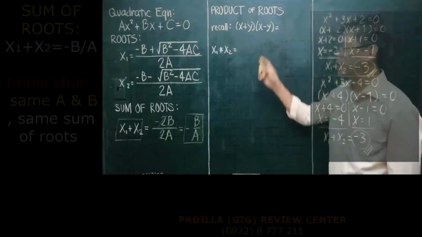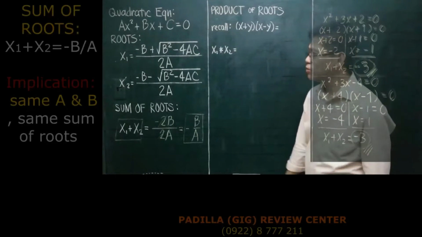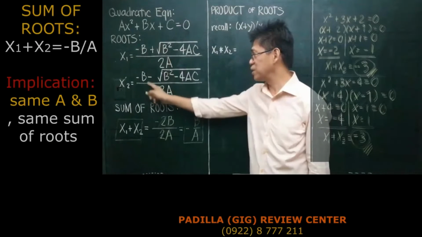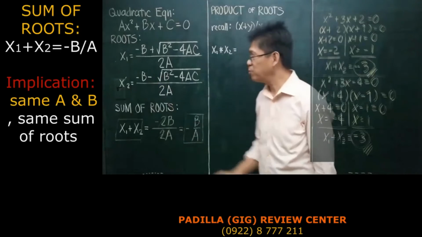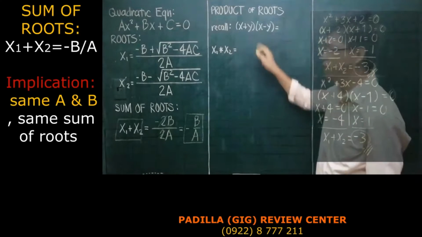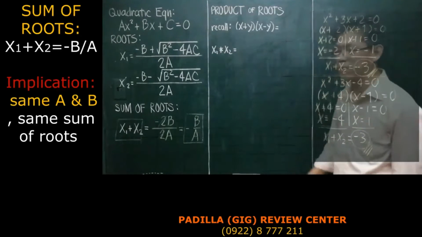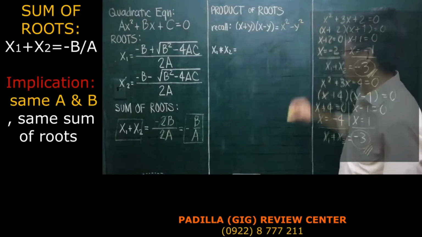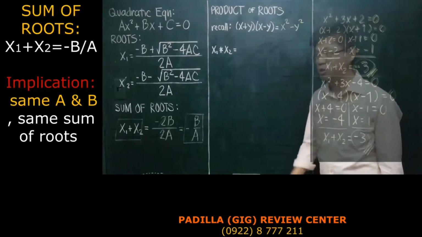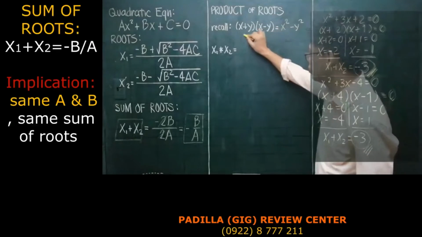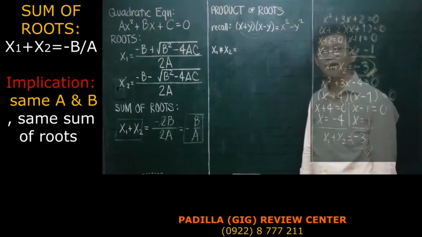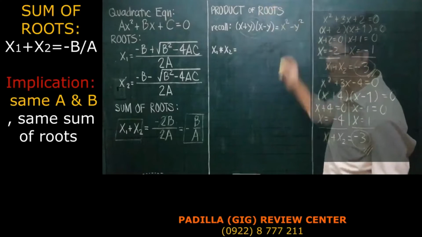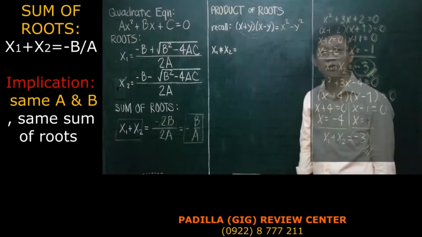Now, let us have the product of roots. Now, the difference between x1 and x2 is just, this is plus, this is minus. If you recall, x plus y times x minus y, the product of sum and difference, that is x squared minus y squared. That is the difference of two squares. Because yx minus yx, they will cancel out. So you have x squared minus y times y, y squared.